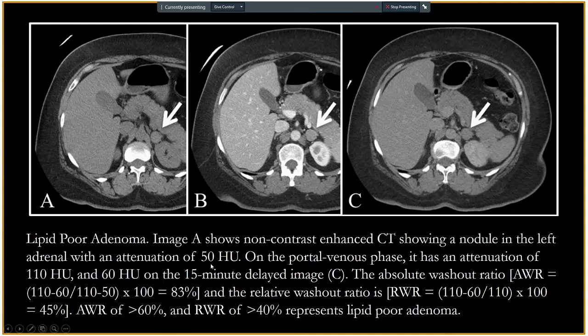If the attenuation is less than 10 Hounsfield units on the non-contrast enhanced study, we want to just stop there and not give this patient contrast and acquire additional images because we have already made the diagnosis of a lipid-rich adenoma. When the attenuation is more than 10 Hounsfield units on the non-contrast enhanced study, we want to acquire the portal venous phase and 15-minute delayed image, calculate the attenuation, and then calculate the absolute and relative washout ratio to make a diagnosis of lipid poor adenoma, such as in this patient.